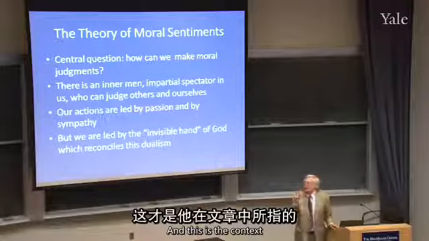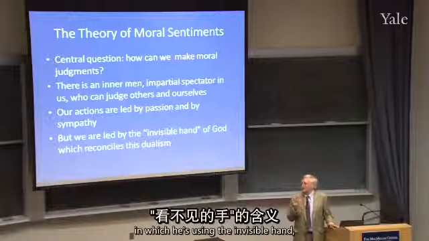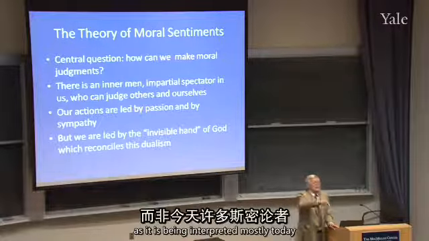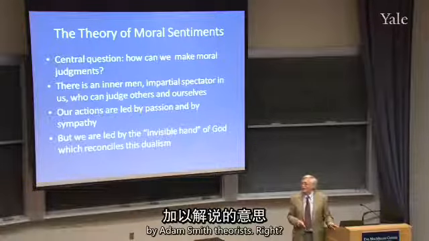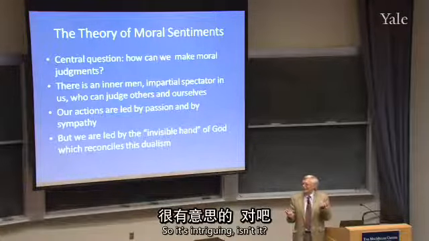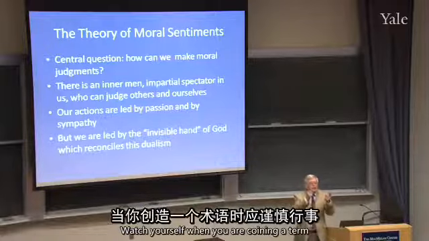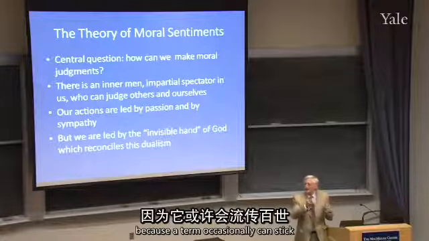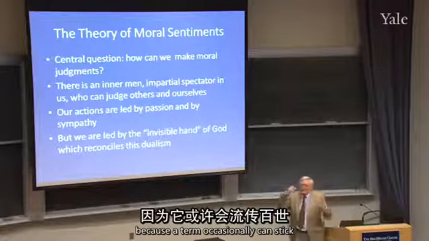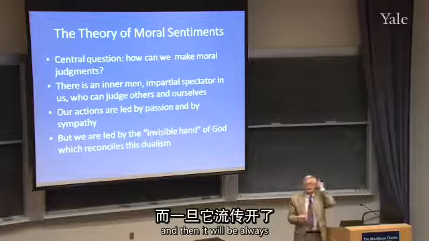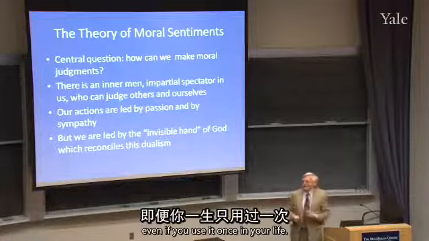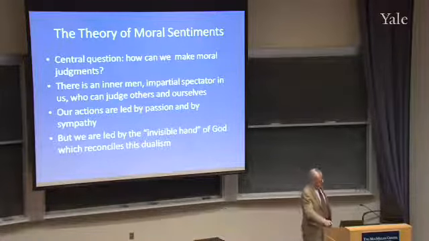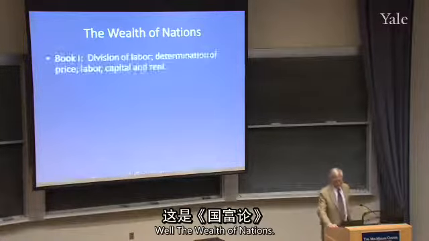And this is the context in which he's using the invisible hand, as it is being interpreted mostly today in Adam Smith's theories, right? So it's intriguing, isn't it? Watch yourself when you are coining a term, because a term occasionally can stick, and then it will always be attributed to you, even if you use it once in your life. Okay?